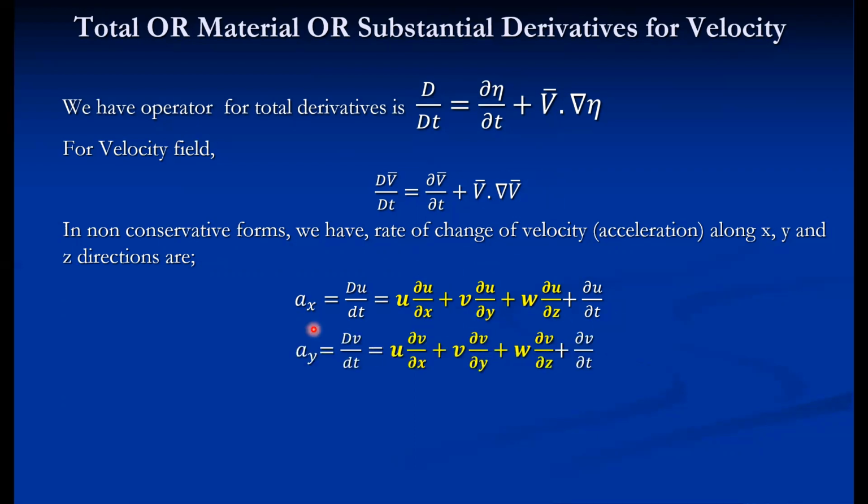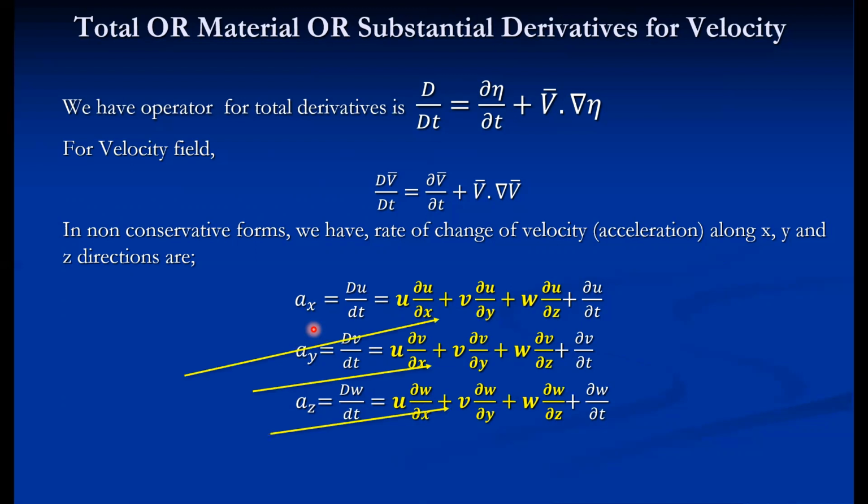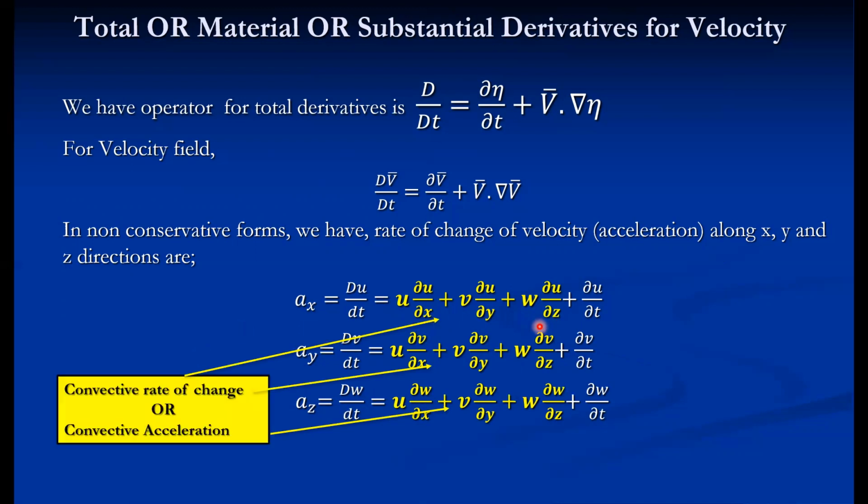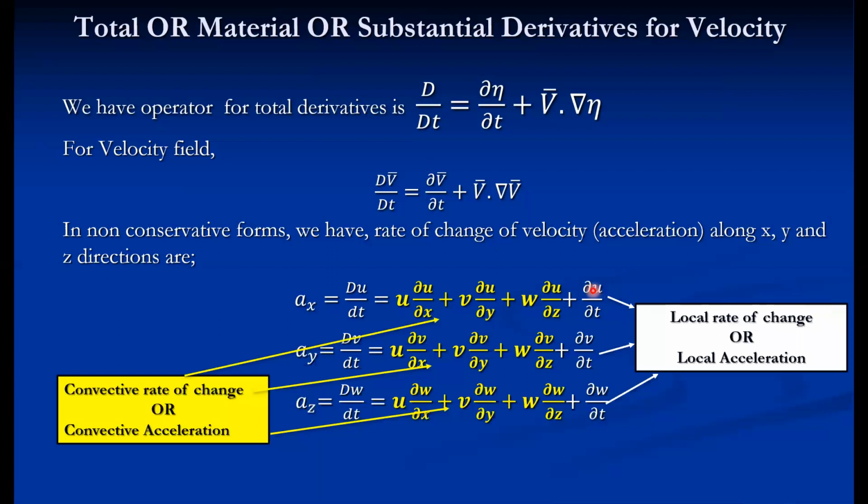Similarly, the acceleration along y direction is given by this expression, and acceleration along z direction is given by this expression. So these yellow terms, all these terms, are called components of convective acceleration. This is called the convective rate of change of velocity, the convective acceleration. And all these other components are called the local rate of change or local acceleration of velocity. Convective acceleration generally varies with space coordinates for a particular given time. And local acceleration at one particular location varies with time. So the total acceleration is the addition of the convective acceleration and local acceleration. So this is about the total or material or substantial rate of change of the velocity or acceleration component.